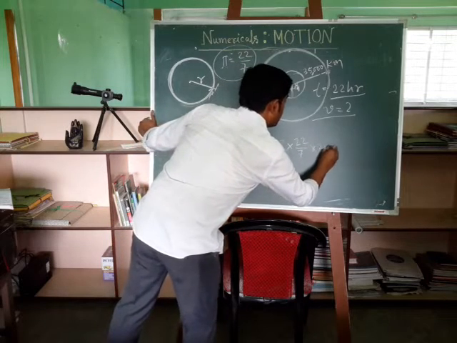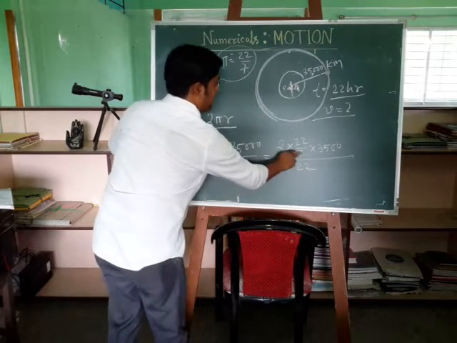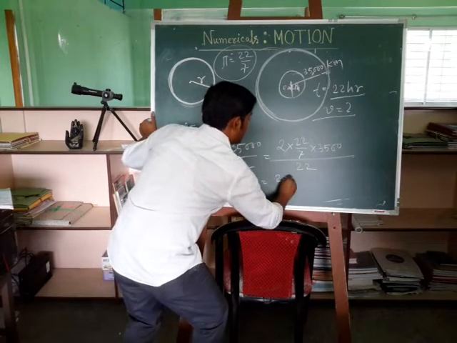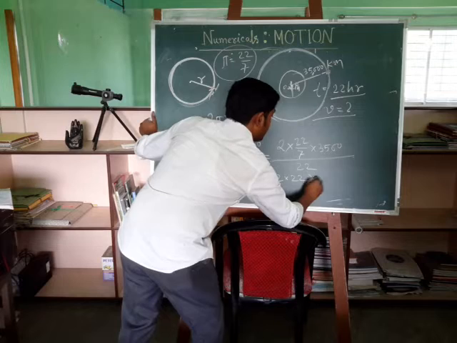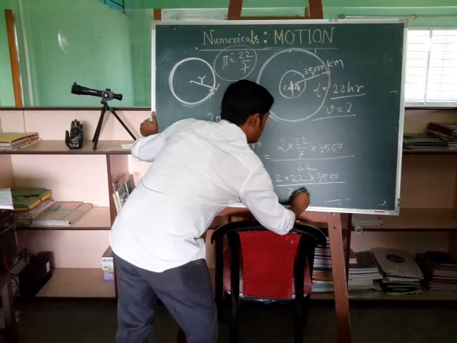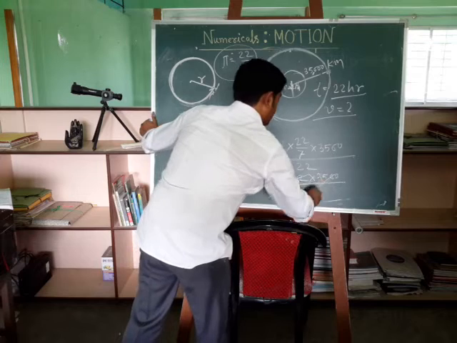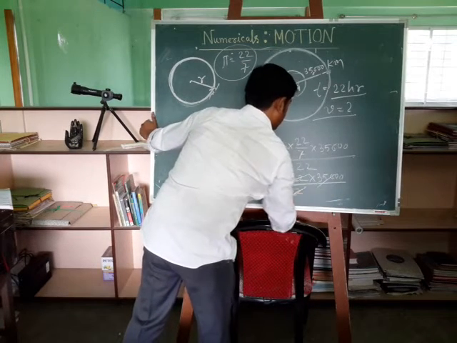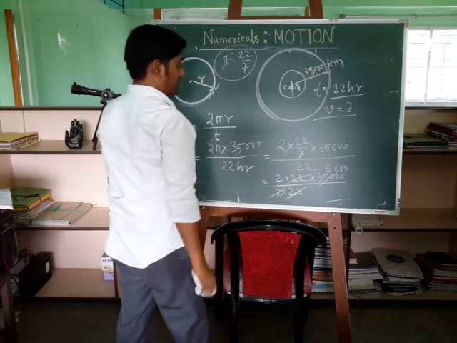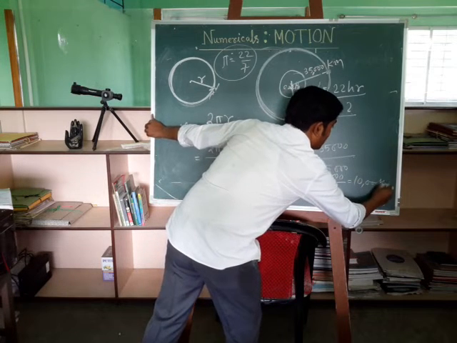This will be 3500 divided by 22. This 7 we can put it here, or we can do it in the next line. So 2 into 22 into 3500 divided by 22. So 22 cancels. Oh, this is 1000, not 100. This will be 5,000, right? So this will be 10,000. So 10,000 kilometers per hour.